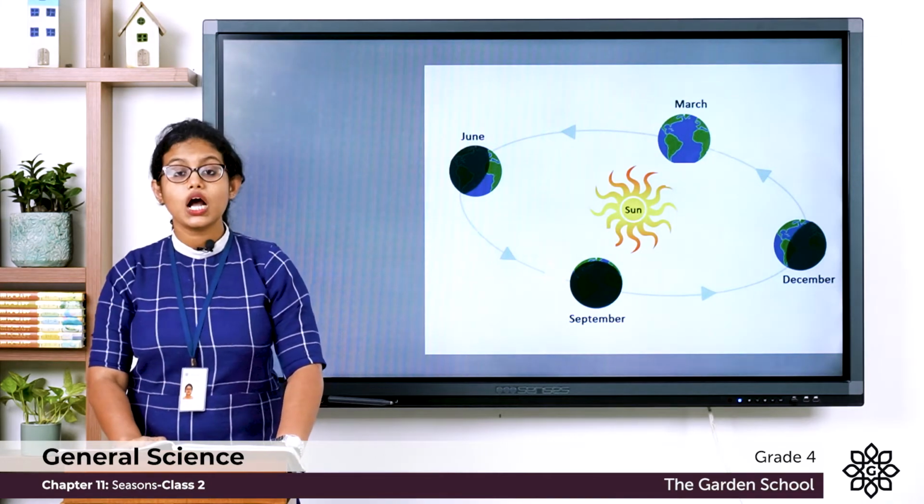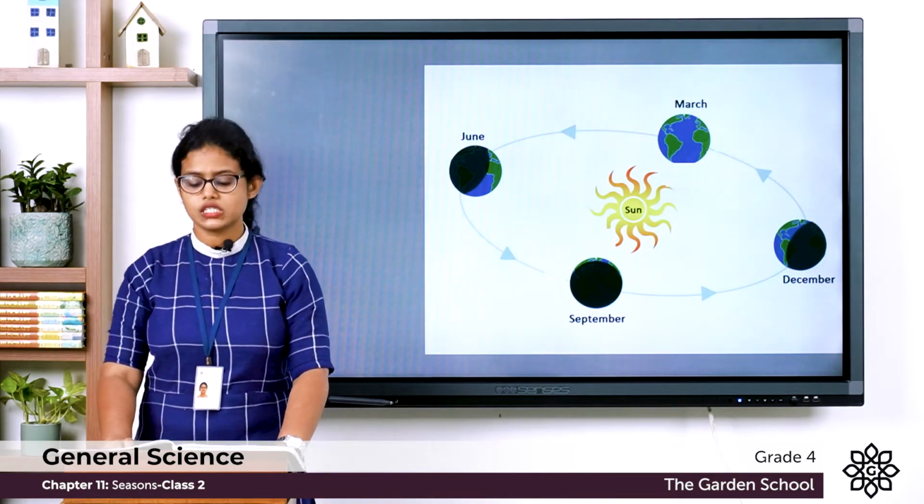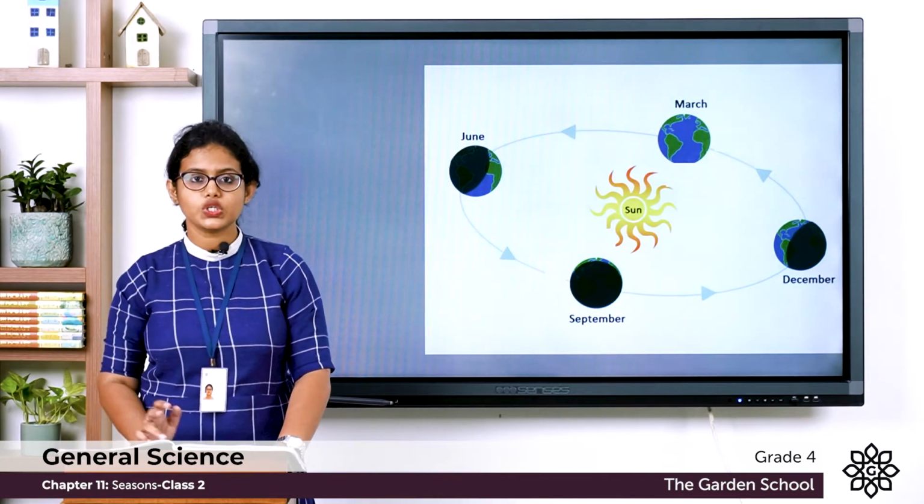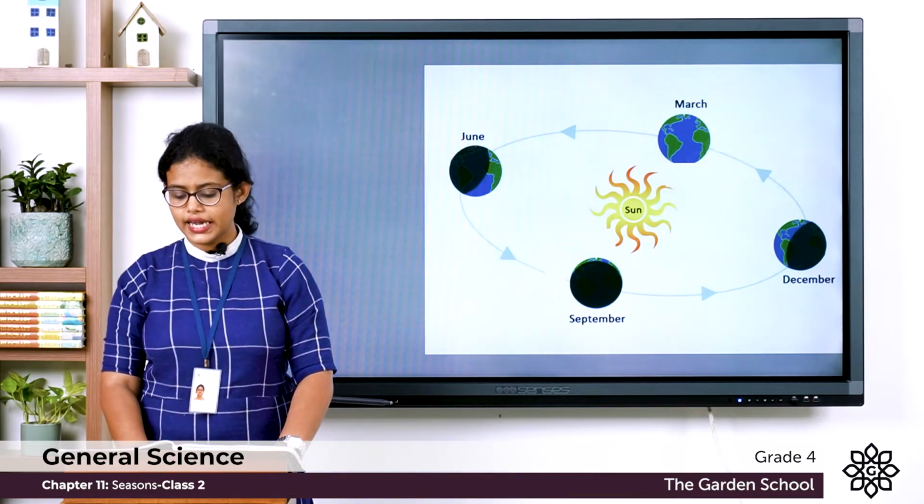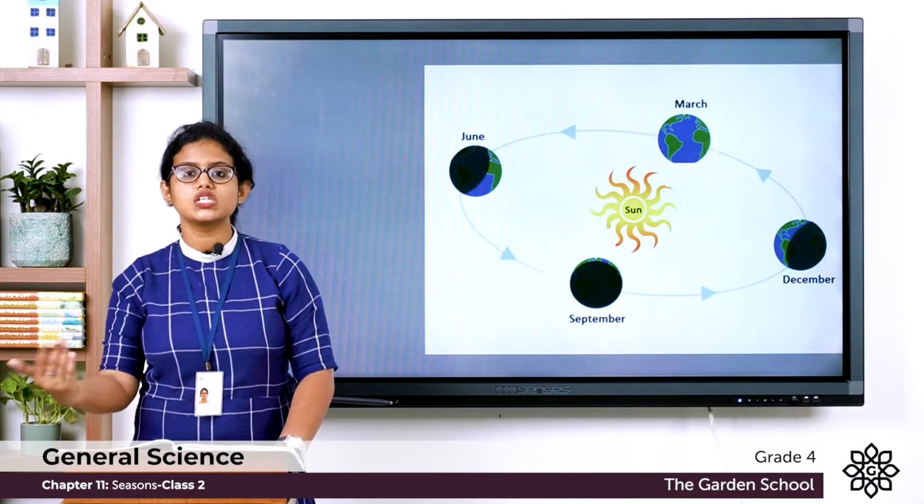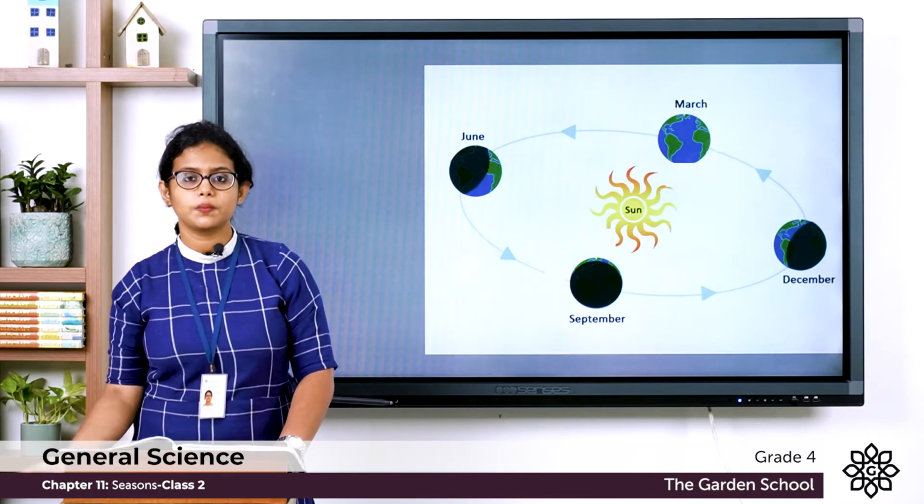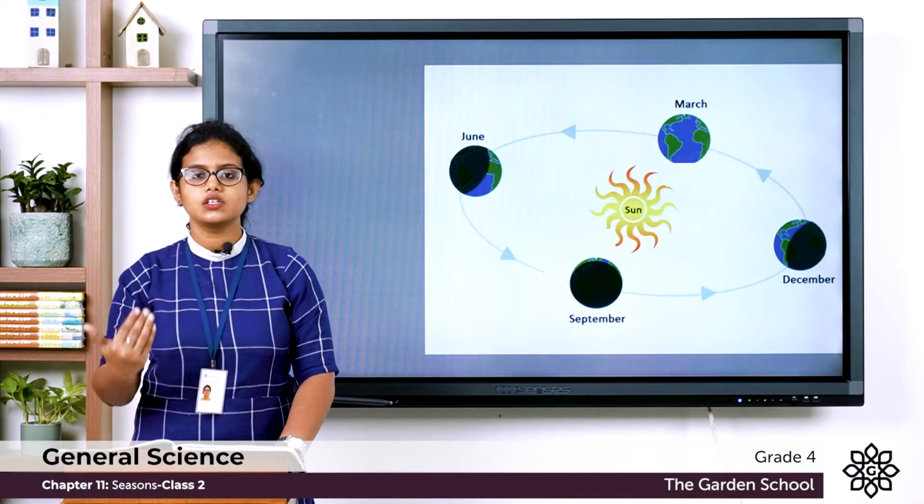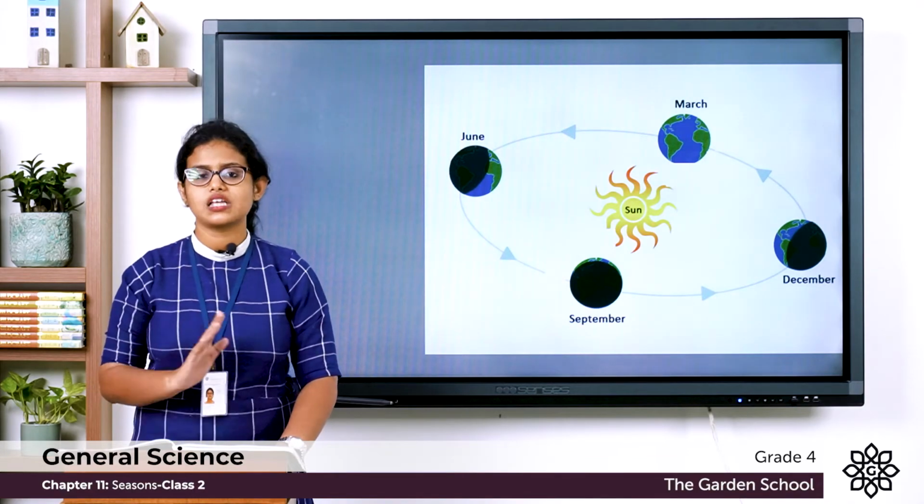Then, which half of the earth is closer to the sun in June, the upper or the lower half? It is the AO, that is the upper half. It is closer to the sun. So that region receives more light and heat, and that region will have summer.